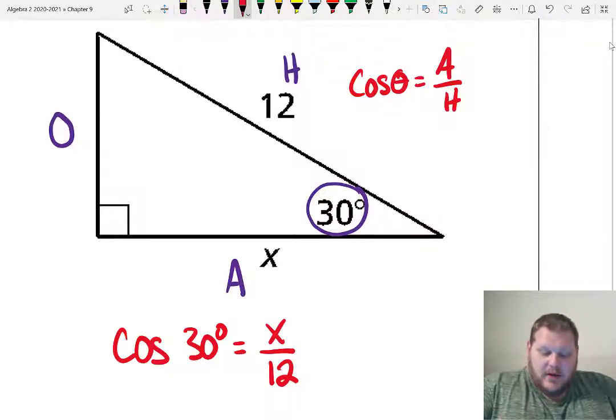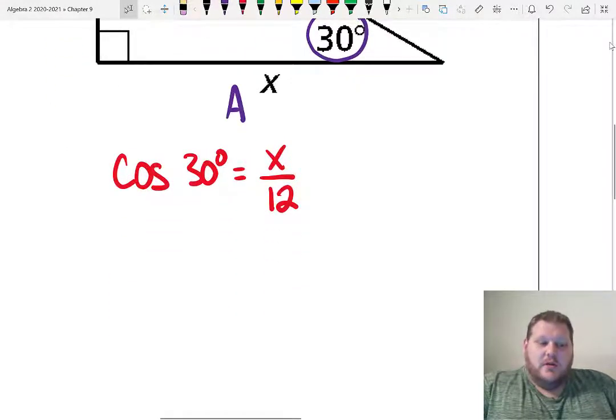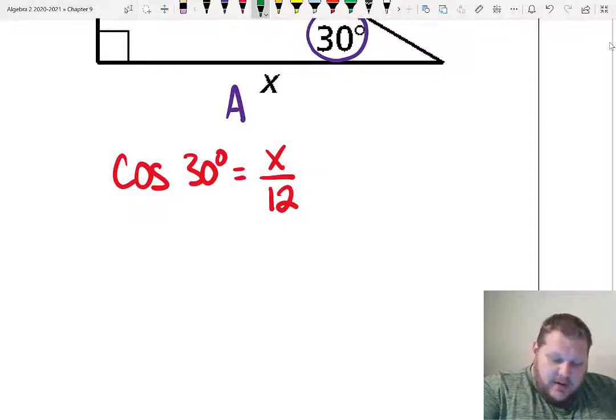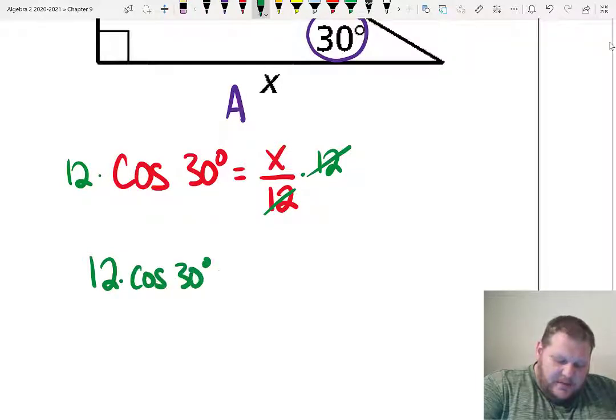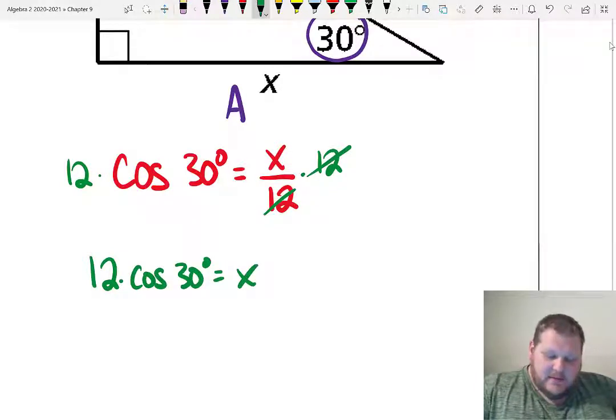So now the cosine of 30 degrees is equal to x, which is the adjacent side, over 12, which is the hypotenuse. So from here, it's up to you on what order you want to go in. We want to solve for x, so I'd work on getting x by itself first before I do any kind of substitution of values. So to get x by itself, we multiply by 12 on both sides. 12 times cosine of 30 degrees is equal to x.